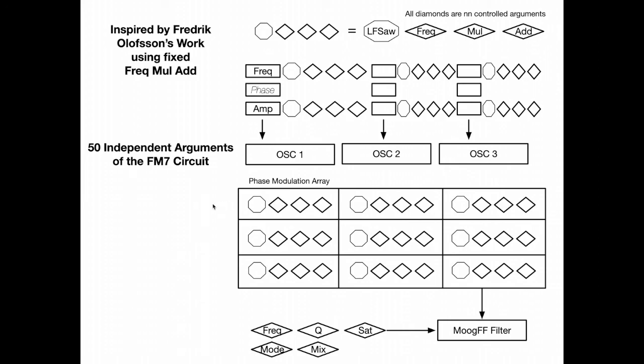So here's oscillator 1. It has a sawtooth wave, and I'm controlling these 3 values, which tell it how much feedback of oscillator 1 goes into oscillator 1, how much of oscillator 2 modulates oscillator 1, how much of oscillator 3 modulates oscillator 1, and so on. After that, the sound goes through a filter, where the network is also controlling the frequency, the Q, saturation, mode, and mix. So there are 50 independent arguments being controlled by the neural net.